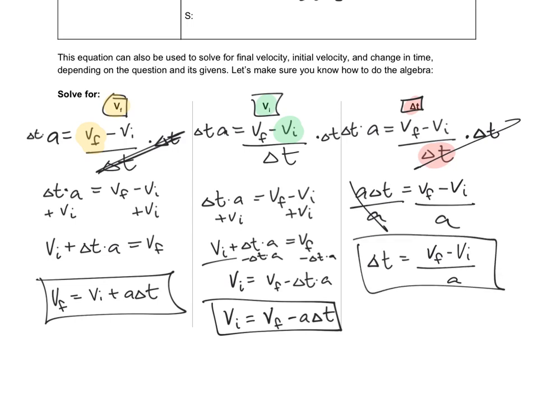So those are the three algebraic solutions for VF, VI, and delta t. On your practice, you will be solving questions for each of these variables. If you forget how to do the algebra, come back here and check it out. But otherwise, get cracking on your practice. Let me know if you have any questions.